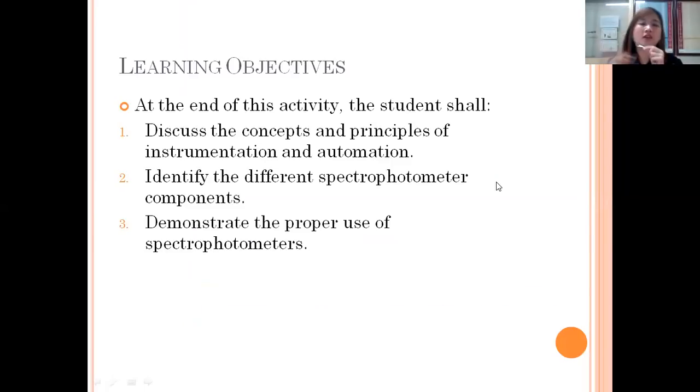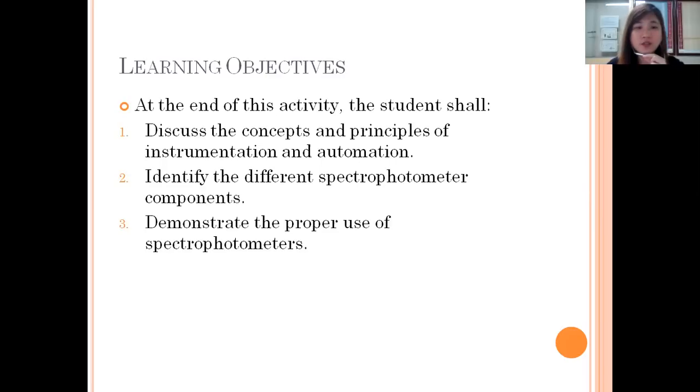At the end of this activity, the students shall first discuss the concepts and principles of instrumentation and automation. These different analytical methods and instrumentation were thoroughly discussed with you by Ma'am Hawla during her lecture. That's why the main focus of my short discussion, or a simple orientation for you, will only be on your spectrophotometer, or spectrophotometry.